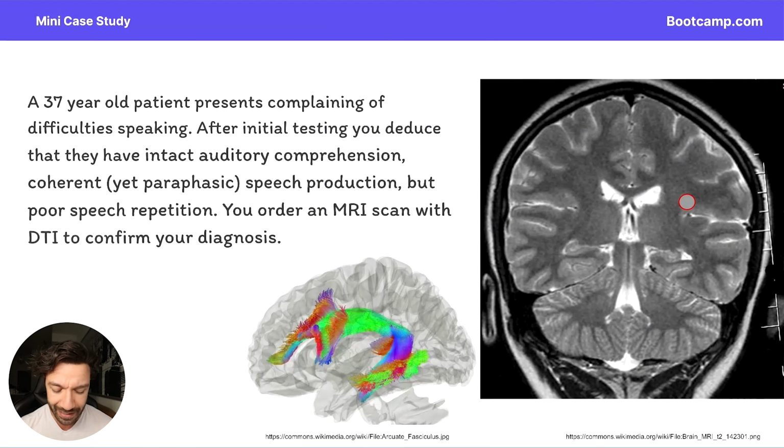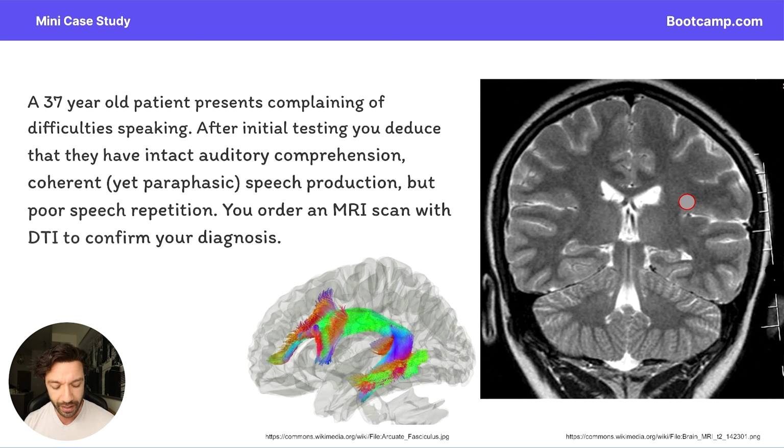Now, I have a little mini case study. So in this case, I have a 37-year-old patient who comes in complaining of difficulty speaking. You do your initial testing. You conclude that she has intact auditory comprehension. She has good speech production, yet a little paraphasic. So she's adding in a couple of extra words that shouldn't be there. But she has poor speech repetition. So what she's hearing and asked to repeat, there's some sort of disconnect happening.